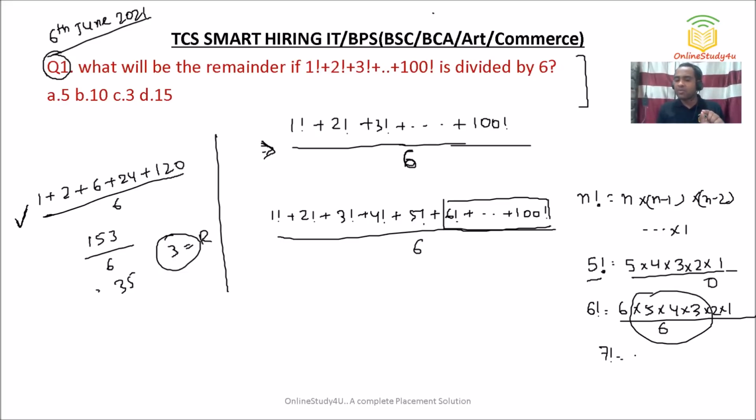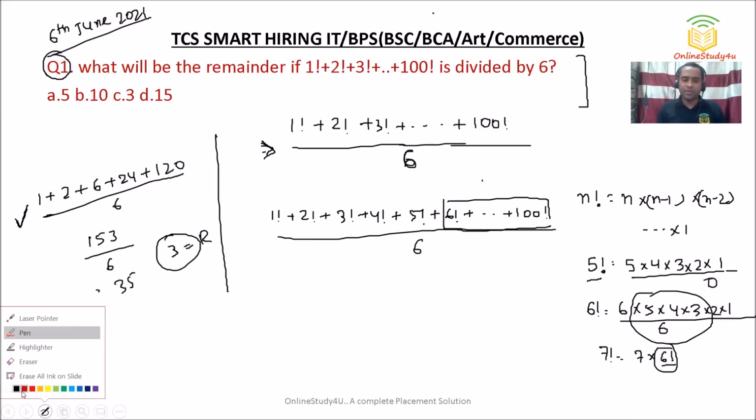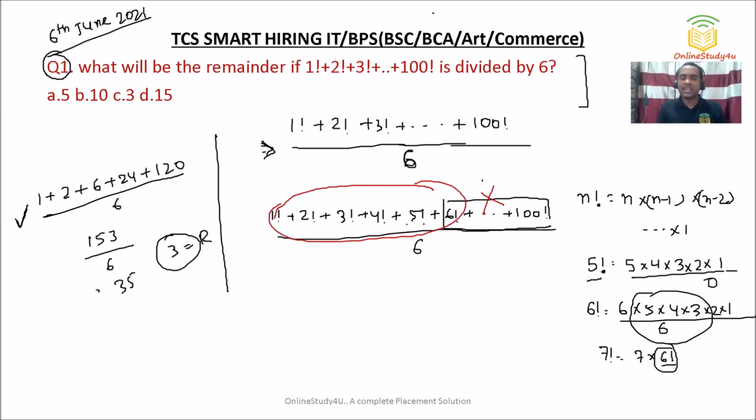7 factorial will be equal to what? 7 into 6 factorial. Again, 6 factorial will be divisible by 6, so remainder will be 0. So friends, after 6 factorial, all other factorials will be completely divisible by 6. So we do not have to look for those. Now we have only this, so just calculate the factorials, add them and divide by 6.